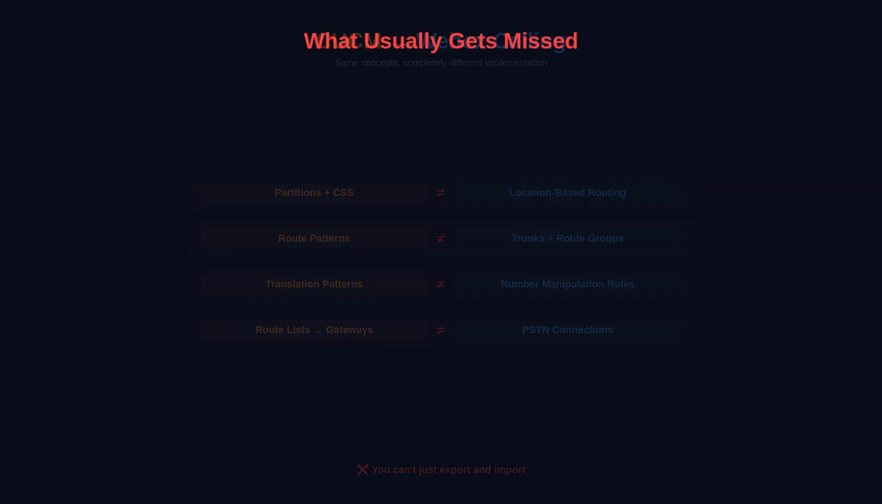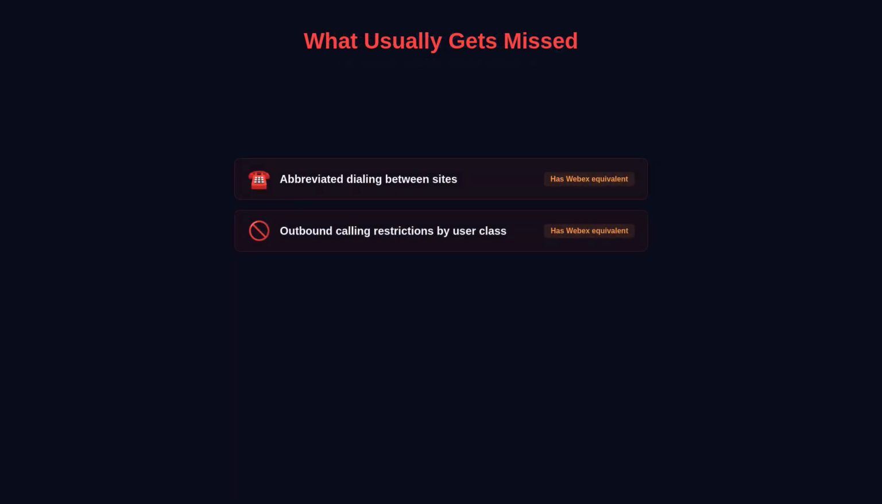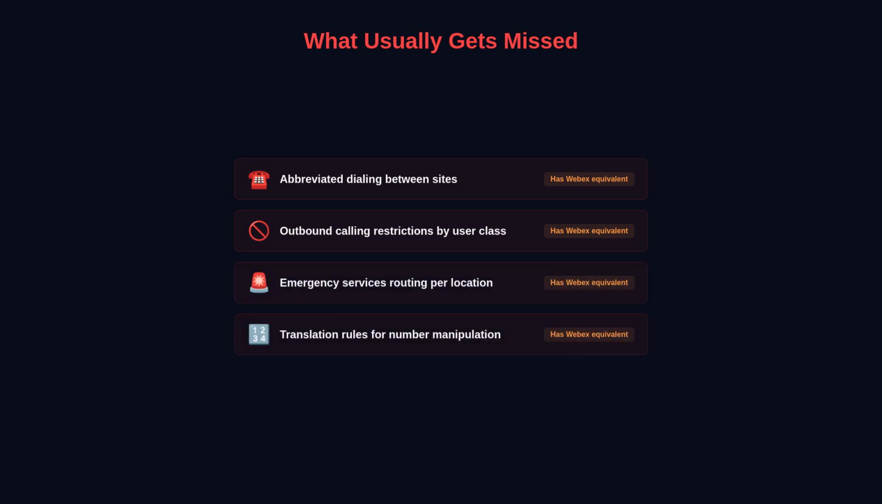Here's what usually gets missed: abbreviated dialing between sites, outbound calling restrictions by user class, emergency services routing per location, translation rules for number manipulation. These all have equivalents in Webex Calling, but someone has to map them manually.